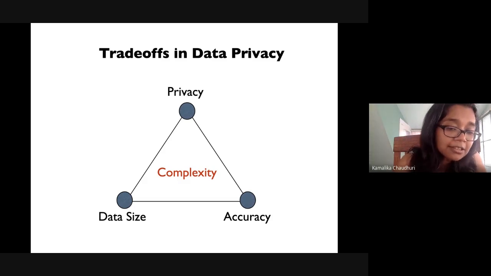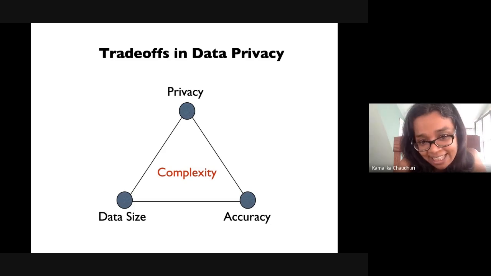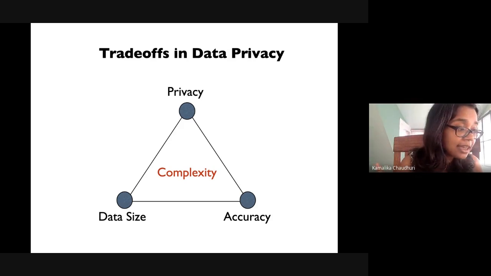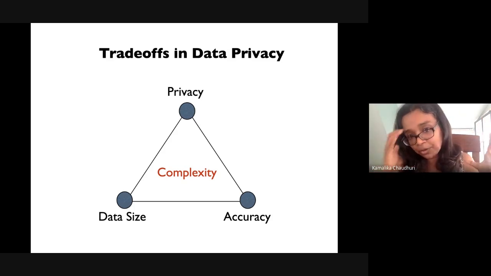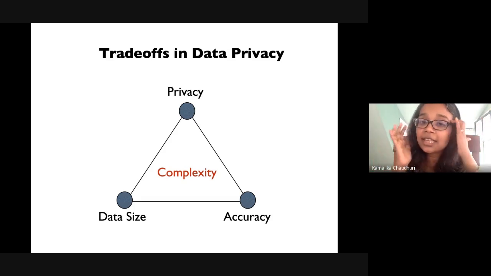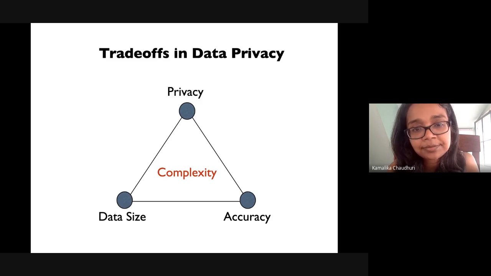So if you want to calculate a single statistic such as the mean, then your privacy, accuracy, data size trade-off may be low and manageable. But if you are looking to train a deep neural network, then this triangle would look somewhat different, right? So this trade-off may be less manageable, and so on. Okay? So this is kind of what we have to do.